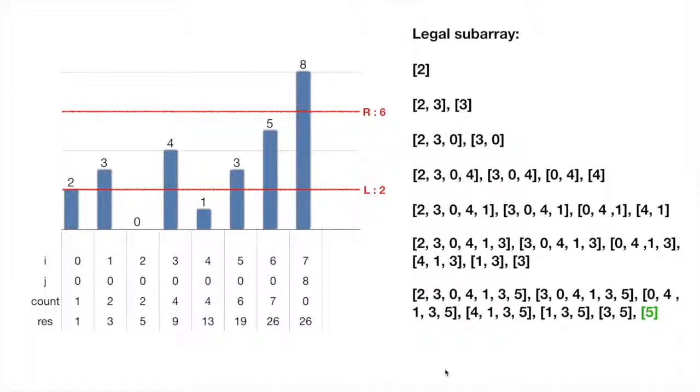The next element is 5. The count is I minus j plus 1 equals 1, and we add it to the result. Notice that there are 2 fives. Because the question allows duplicates, although they have the same value, they actually are different subarrays because they have different start index and end index.